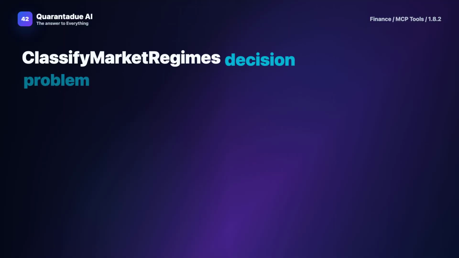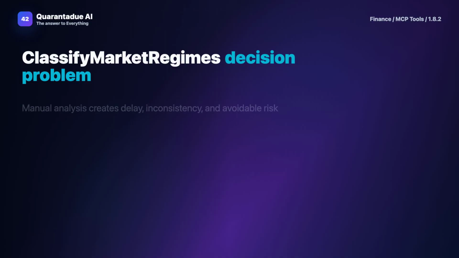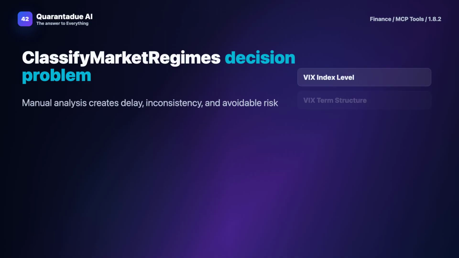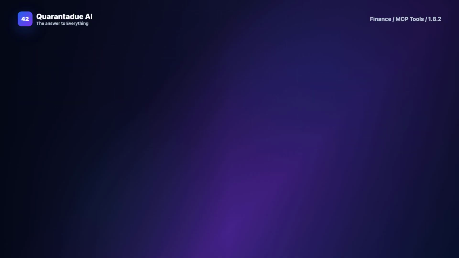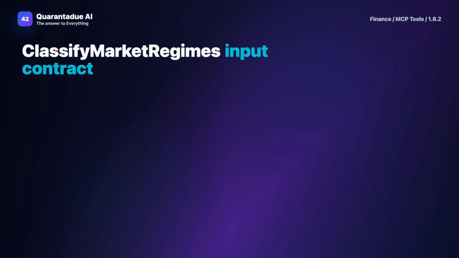Classify market regimes narrows that process into a repeatable model so teams can compare cases without rebuilding the logic each time. Classify market regimes starts with a defined input contract. Typical inputs include VIX index level, VIX term structure, average bid-ask spread, volume ratio, current 30-day average, and sector correlation. Keeping these fields explicit reduces ambiguity and makes every run easier to audit.